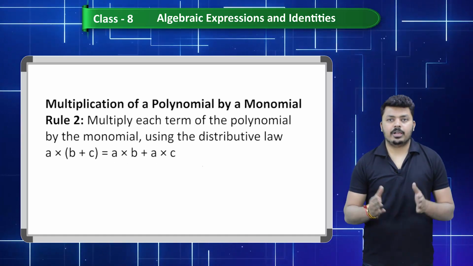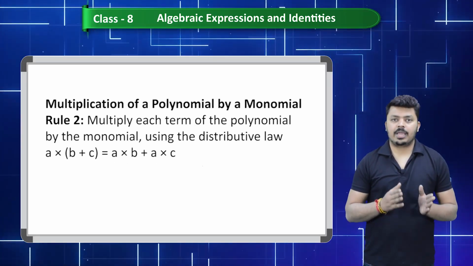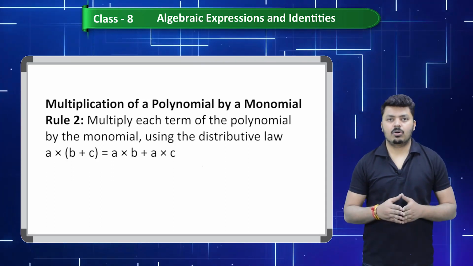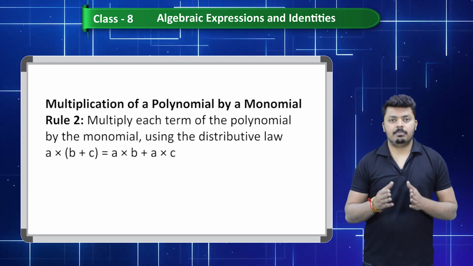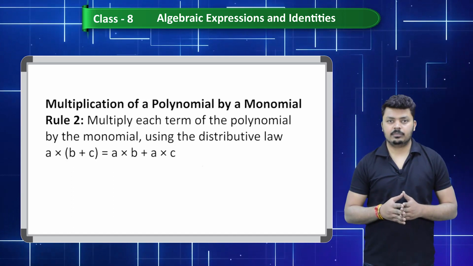Multiplication of a polynomial by a monomial. Rule 2. Multiply each term of the polynomial by the monomial using the distributive law. a multiplied by b plus c equals a multiplied by b plus a multiplied by c.